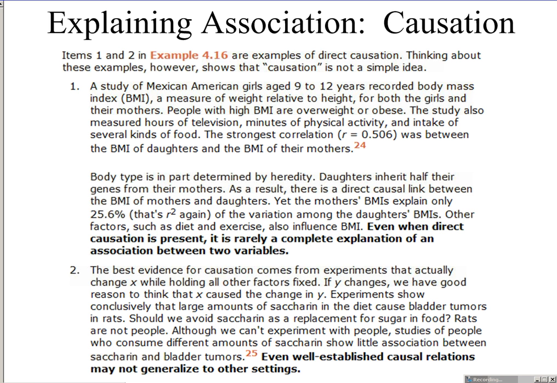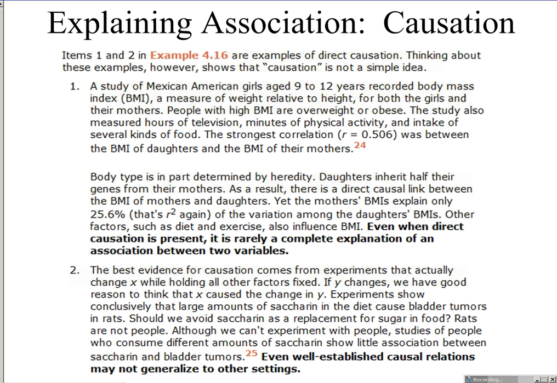So let's look at each one of those. First 2 items, items 1 and 2, are examples of direct causation. Thinking about these examples, however, shows that causation is not necessarily a simple idea. The first one, which said that a mother's body mass index is associated with her daughter's body mass index. A study of Mexican-American girls aged 9 to 12 years recorded body mass index, a measure of weight relative to height for both girls and their mothers. People with a high BMI are overweight or obese. The study also measured hours of television, minutes of physical activity, and intake of several kinds of food.